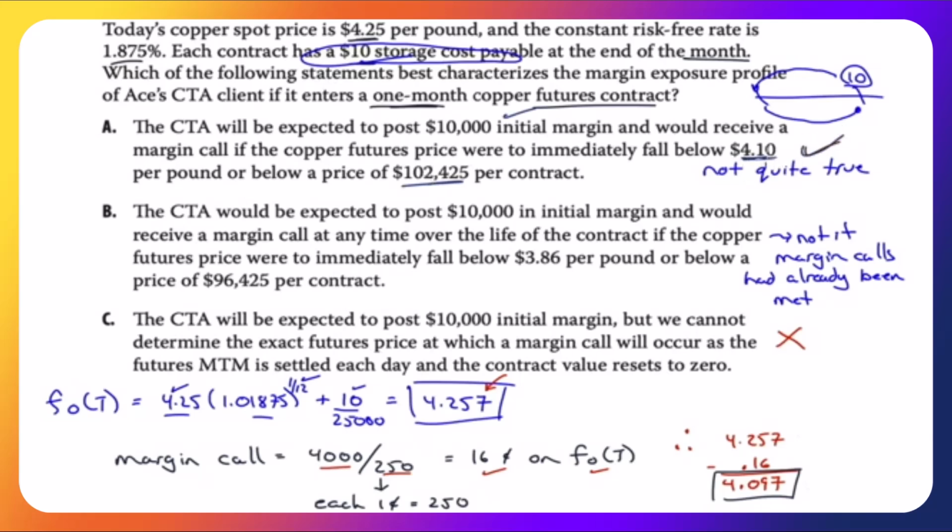Yes, this is not quite true. The 4.10, not quite true, because it can fall by 0.1. It can go from 4.10 to 4.099, which is above 4.097. There would be no margin call. The next tick down would be 4.098, no margin call. The next tick down is 4.097. That's a $4,000 loss. We're now at $6,000 on our margin. We would now have to bring it back up to 10K.